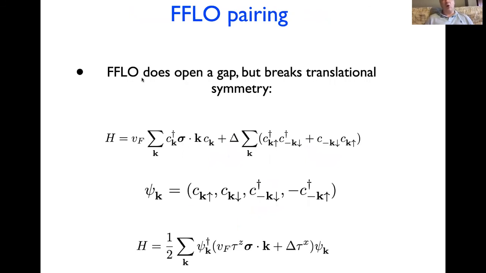Now FFLO, in contrast, does open a gap, but it generically breaks translational symmetry, because the Cooper pairs carry finite momentum, and that's not what I want to do.